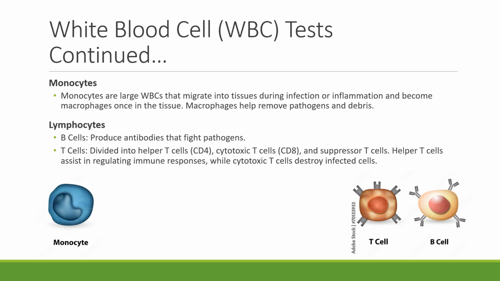In HIV and AIDS, there is a reduction in the helper T cells, or CD4, leading to immunosuppression. Abnormalities in T and B cell populations can indicate autoimmune diseases, chronic infections, or immunodeficiency.